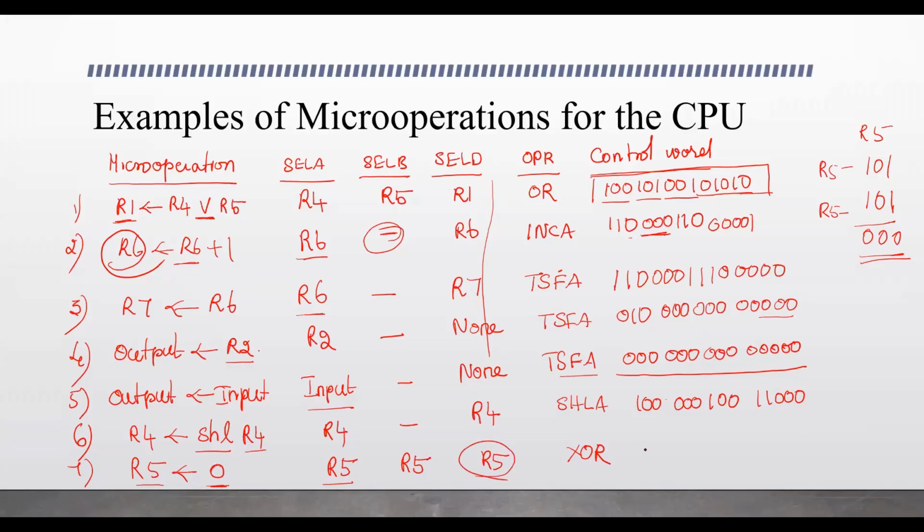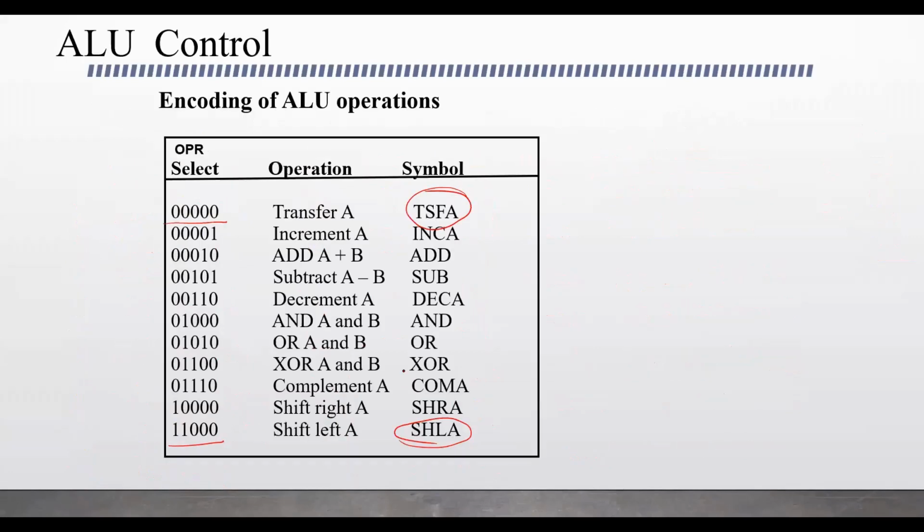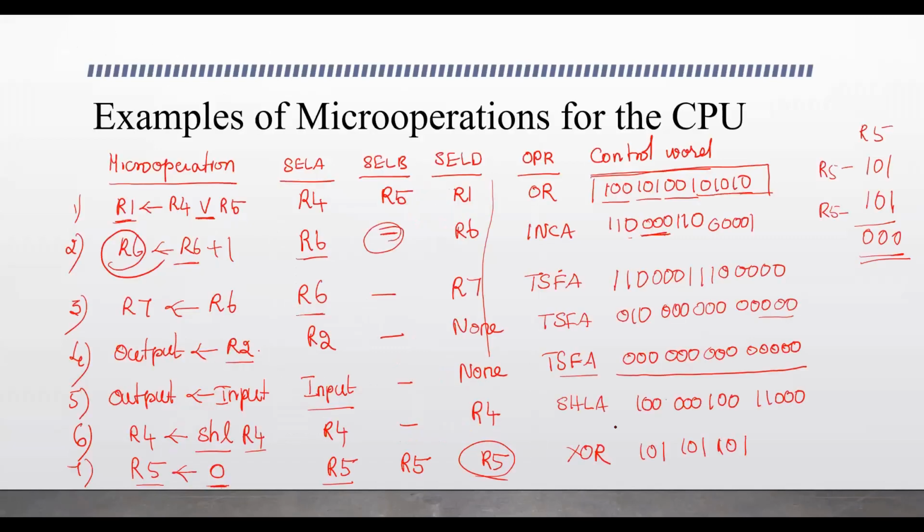So here the control word is 101 for the first input, 101 for the second input, and 101 for the destination, and for performing XOR, the OPR is 01100. So this control word performs the operation of clearing the content of R5.